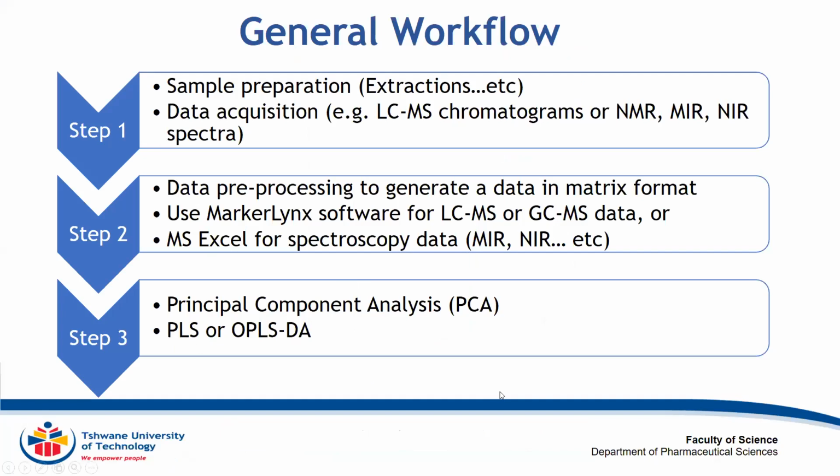So just to give you a general workflow that we follow when we do our plant metabolomics, and some of this has already been explained in detail. We do the sample preparation. Velma explained this very nicely in the previous talk. And then there is data acquisition, which can be LCMS, GCMS, or any of the spectroscopy methods. And then once we obtain this data, in the example that I will show, we're going to use LCMS data. So once we obtain the chromatograms, we need to pre-process the data to generate a data matrix, which we are able to use in the software that we are working with.